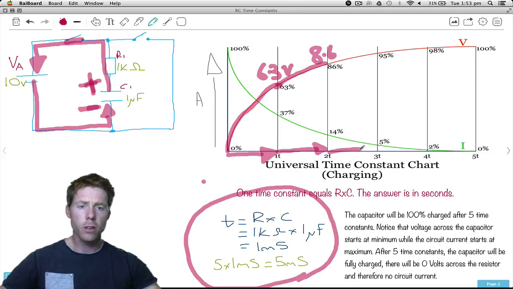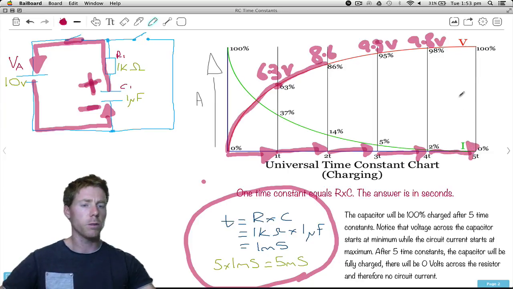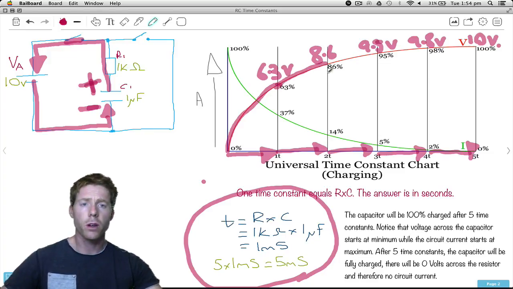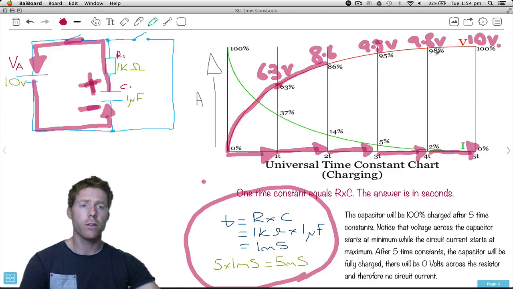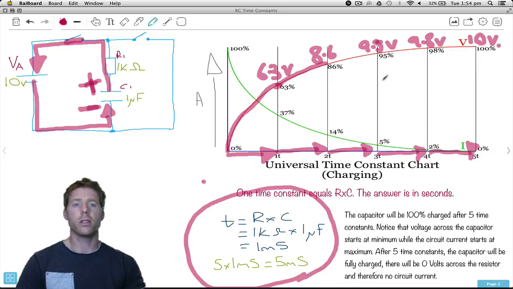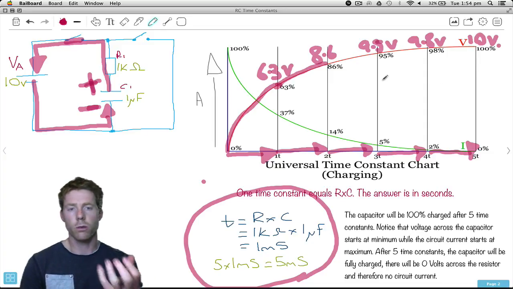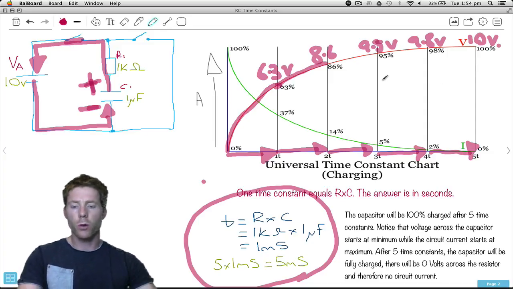And then after another 1 millisecond, we're going to be at 9.5 volts. And after another 1 millisecond, we'll be at 9.8 volts. And then finally, after the next 1 millisecond to give me a total of 5 milliseconds, we're at 10 volts. Now these are approximate. It's around about 63%, 86%, 95, 98, and 100. But it's really close to what the actual values would be anyway, so it's perfectly fine for what we're doing.